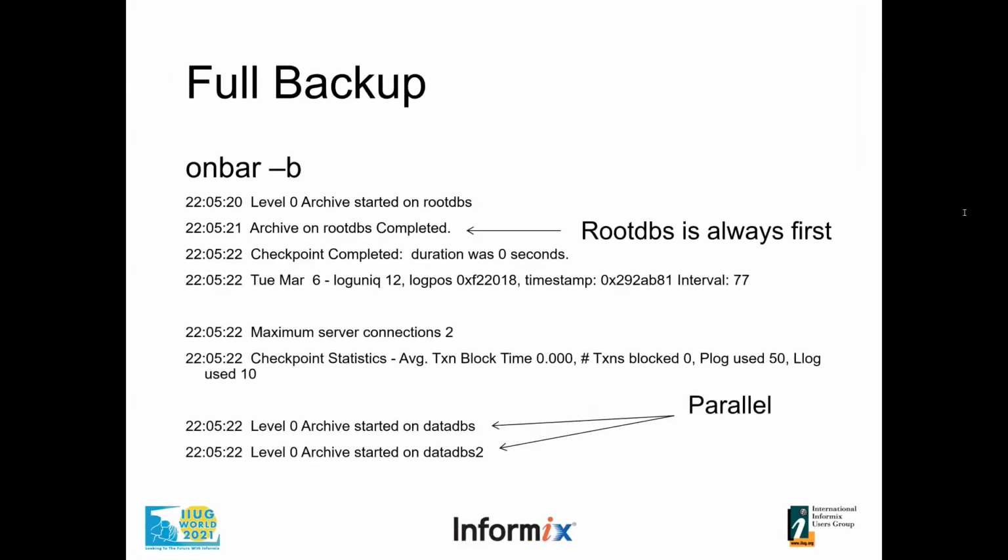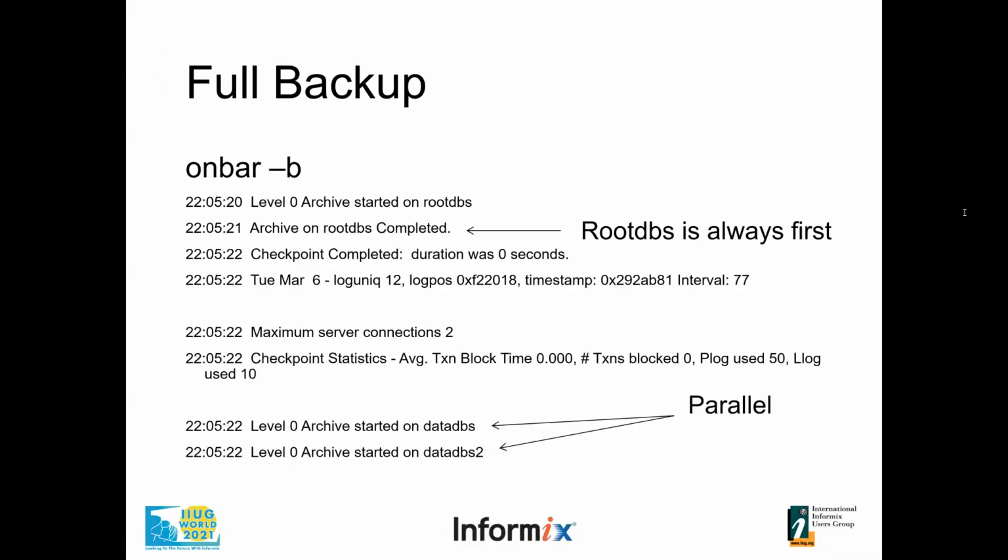So doing a full backup, process-wise, this is mostly if you've never worked with onbar before, you do an onbar -b. It's going to start at level 0. You'll see the level 0 root DBS first. Nothing will happen until after root DBS completes. If root DBS fails, it will kill the backup. So it goes through, and you see the archive completion and the log.